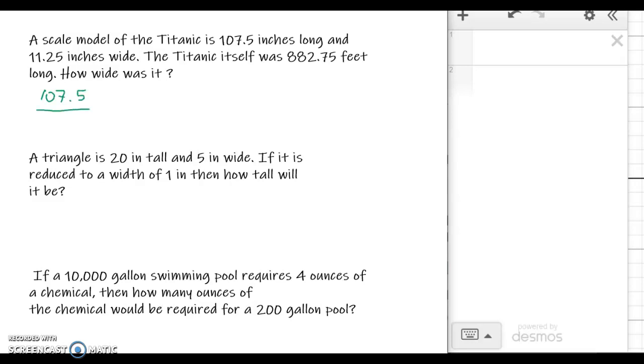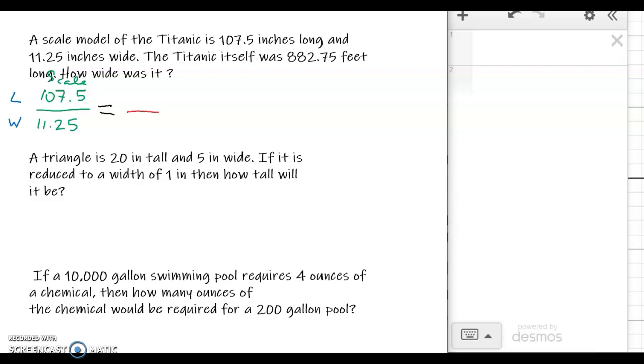107.5 divided by 11.25. So notice in green, this is everything relating to the scale. And within my green fraction, I chose to have the length on the top and the width on the bottom. Now, what we have to do is compare this. And so this is where the proportion comes in. We have to compare this to the actual size.